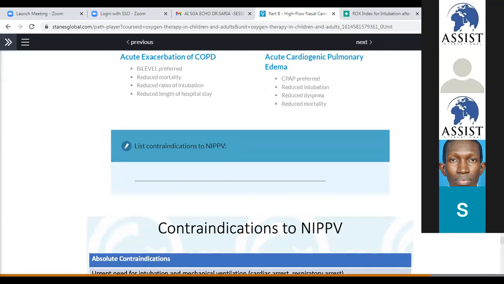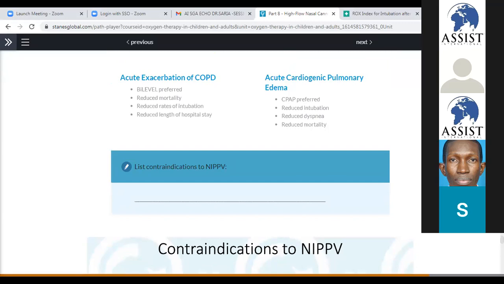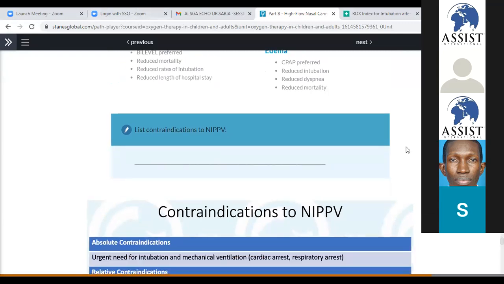Now we have seen those interfaces which can be used during provision of non-invasive positive pressure ventilation. They are very tight fitting face masks, and you are pushing in with a very high pressure from your machine or your ventilator. And someone who is unconscious, they cannot protect their airway.